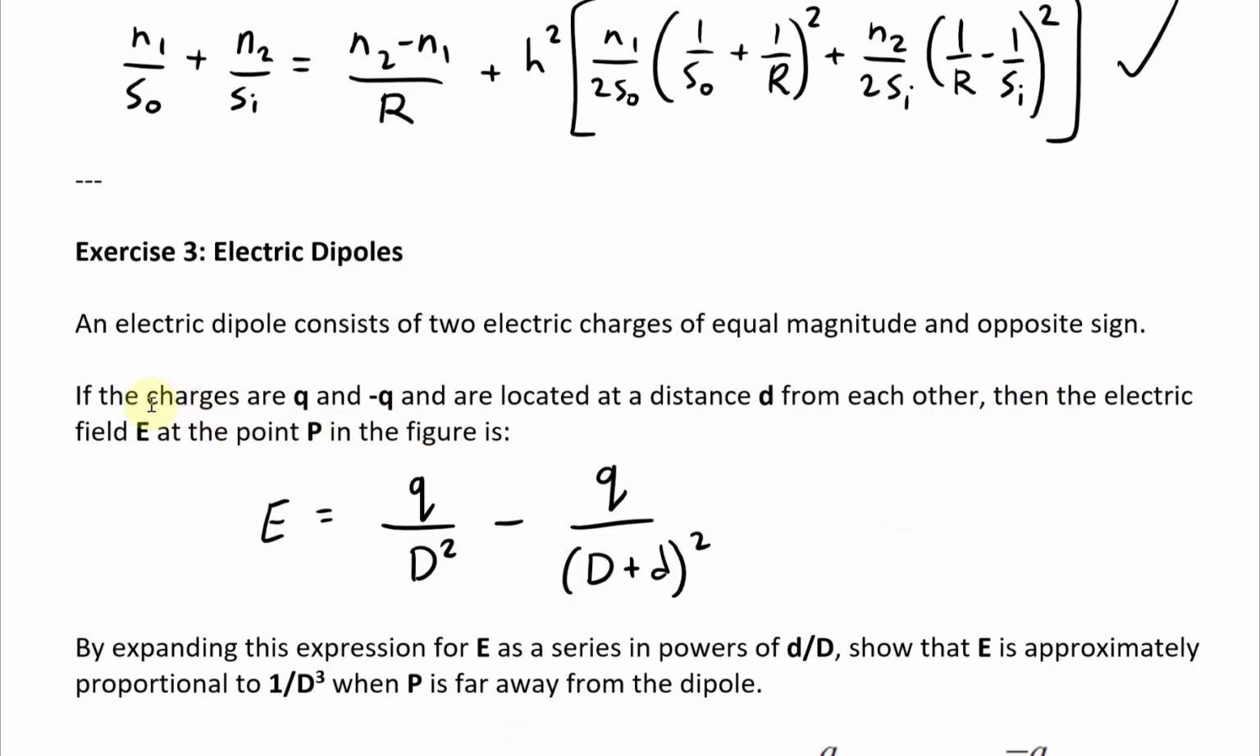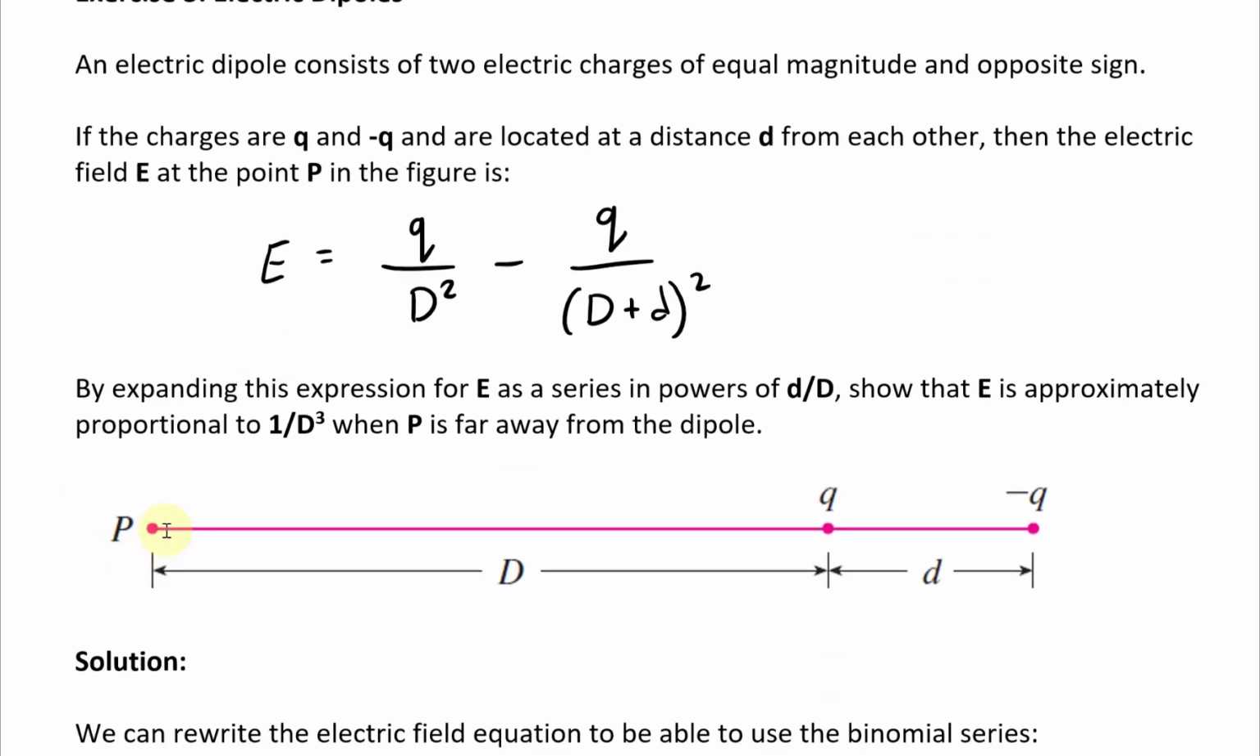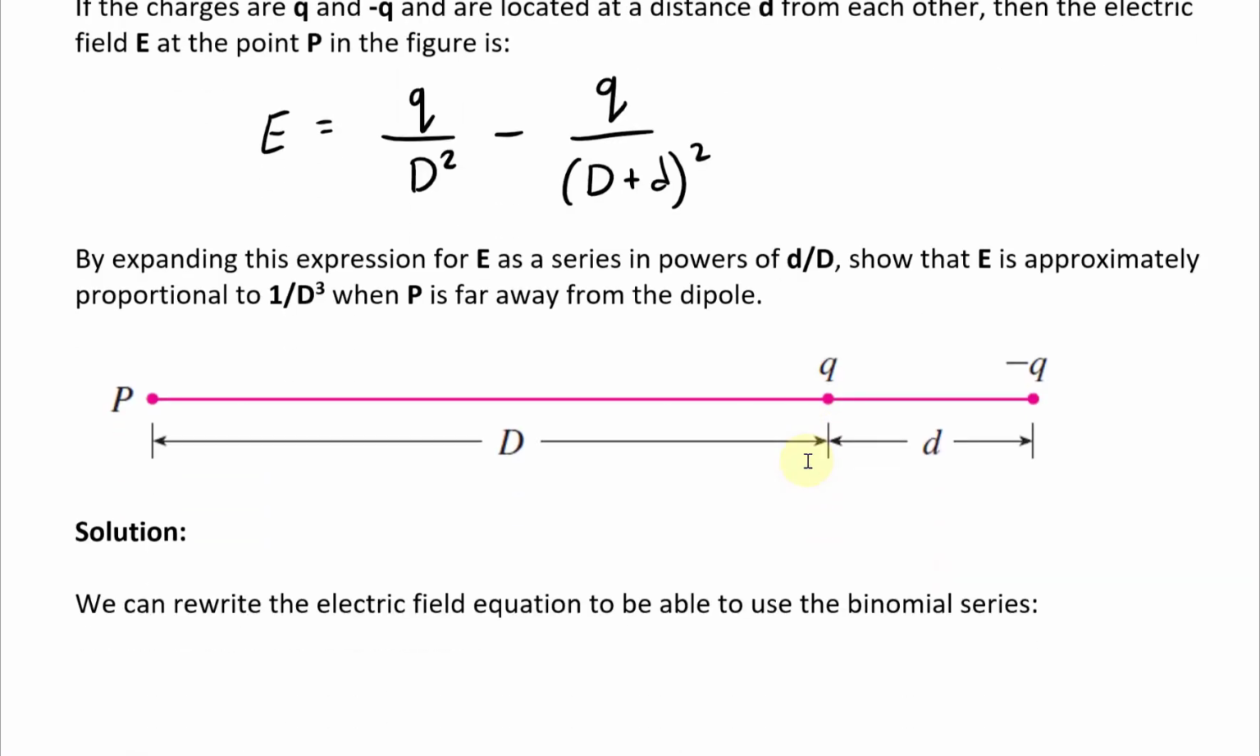Then the electric field at the point P in the figure below is E equals Q divided by D squared minus Q over D plus lowercase d, all squared at the bottom there. So yes, this is capital D distance from this charge Q.